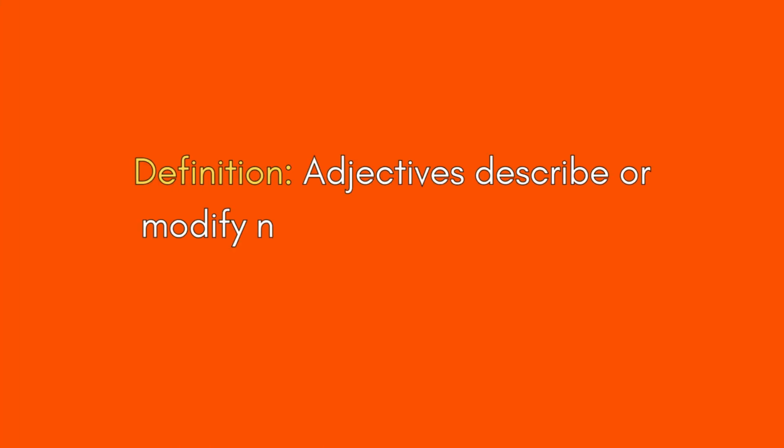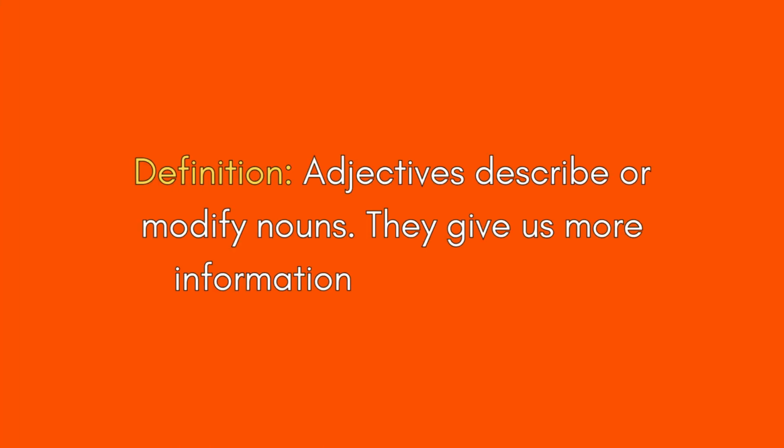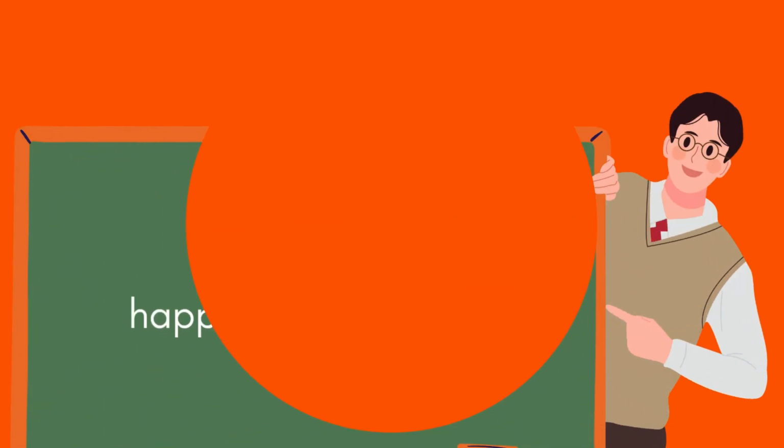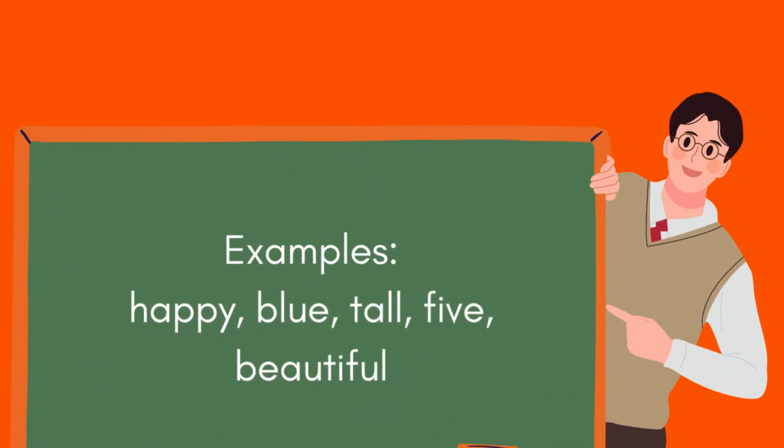Adjectives. Definition: adjectives describe or modify nouns. They give us more information about the noun. Examples: happy, blue, tall, 5, beautiful.